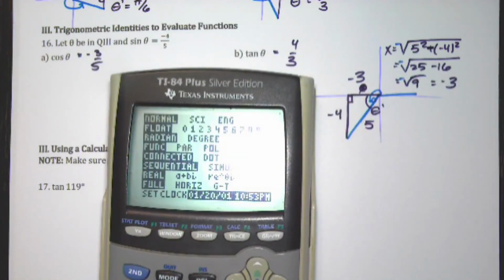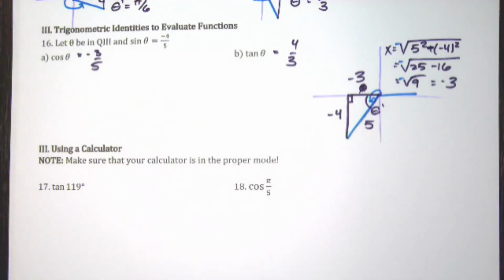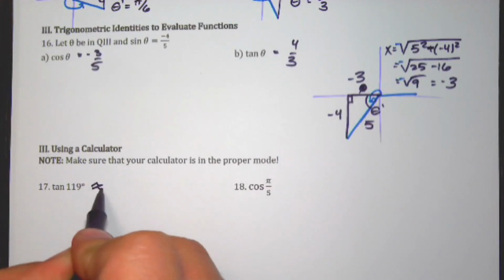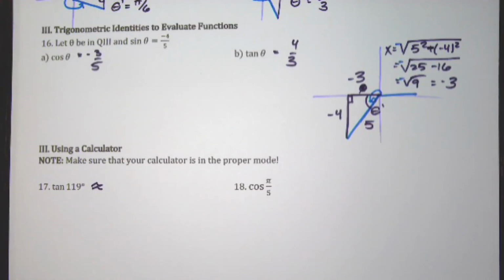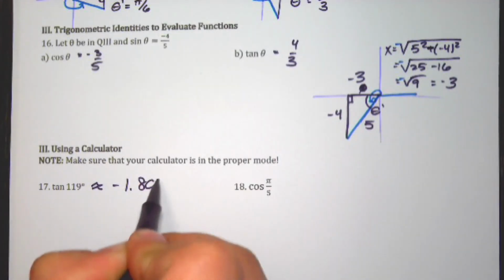So reminder, go into mode, go down 2 clicks, and make sure you're in the right mode before you do anything with the calculator. For this, we have to switch to degrees. After that, once you're in the right mode, all you have to do is our trig functions. We're plugging it in, and this is just another little bit of practice. If we do tangent of 119 degrees, we get about negative 1.804.